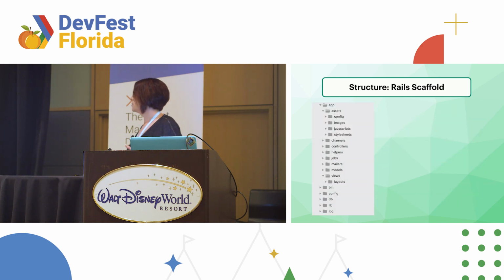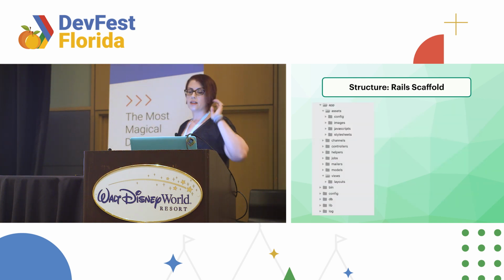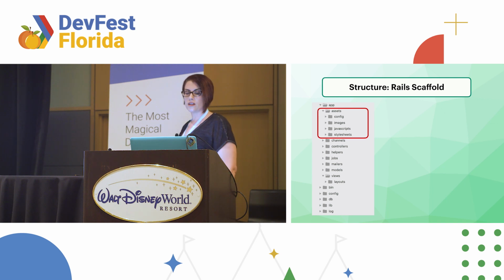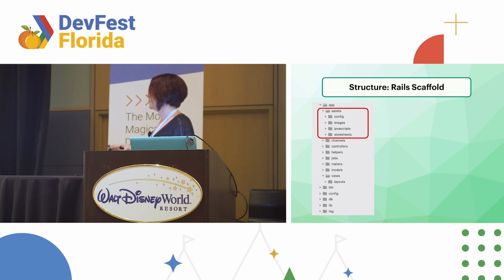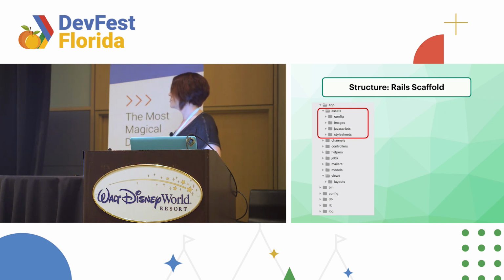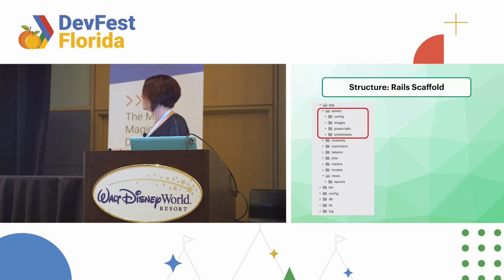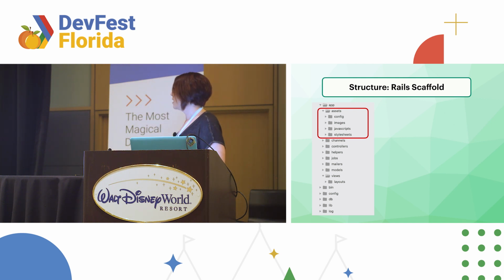So a standard Rails scaffold looks like this. We have an assets directory, and you'll notice inside of there is a JavaScript directory. And we would put our partials for JavaScript and our partials of style sheets within these individual directories. And the asset pipeline will be able to compile all that for us automatically with Rails right out of the box.